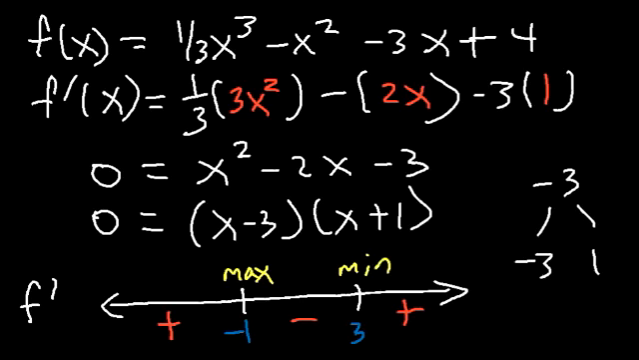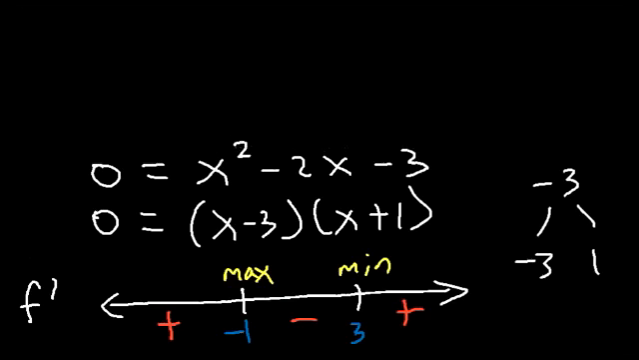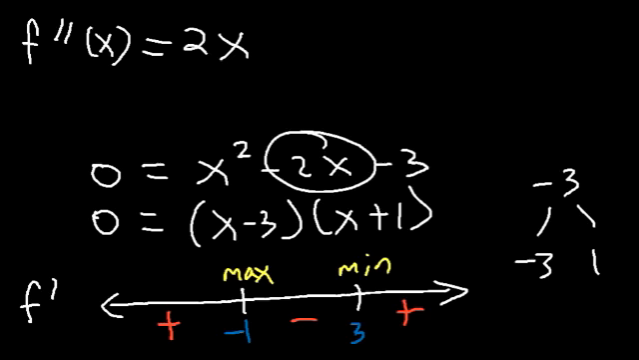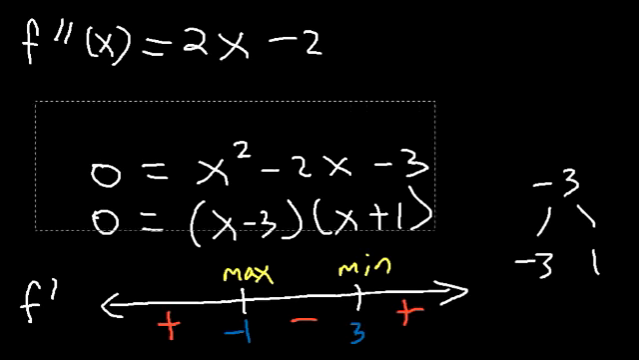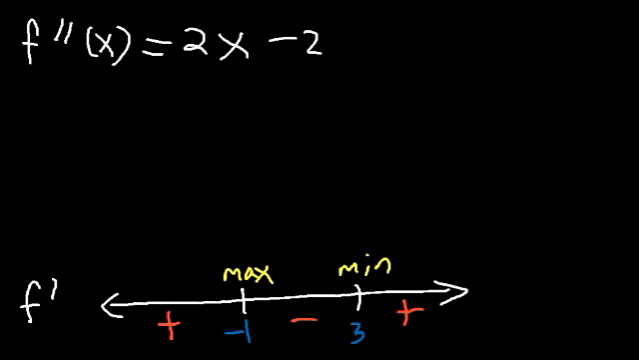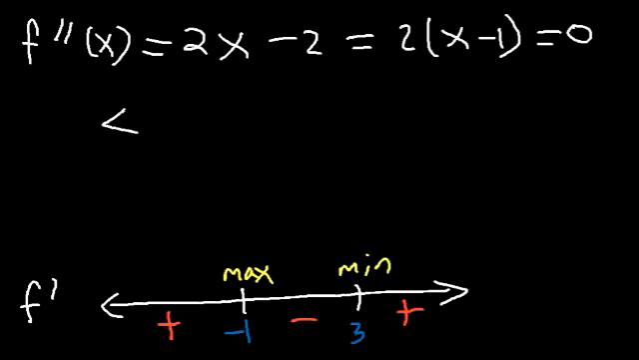Now our next step is to find the second derivative. So let's differentiate the function x squared minus 2x minus 3 to get the second derivative. The derivative of x squared is 2x, the derivative of -2x is -2, and the derivative of a constant is simply 0. So let's factor out the GCF, which is 2, and set it equal to 0. We can see that the critical point for the second derivative is 1, which is potentially an inflection point if the concavity changes at that point.